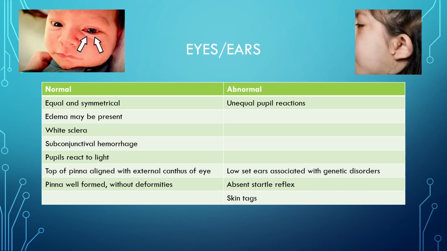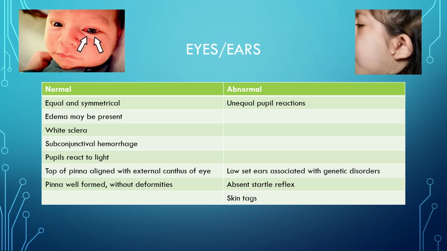When we're assessing the eyes, they should appear equal and symmetrical. You might have a little bit of edema around them. That's okay. Their sclera should be white. However, you might have a subconjunctival hemorrhage. I threw a picture of that up on the left here. It's okay. It's just a blown blood vessel. It looks a little scary. Maybe show it to the parents so they're not like, oh my God, what's wrong? But it will get better. The pupils should react to light. Abnormal findings for the eyes would be unequal pupil reactions.